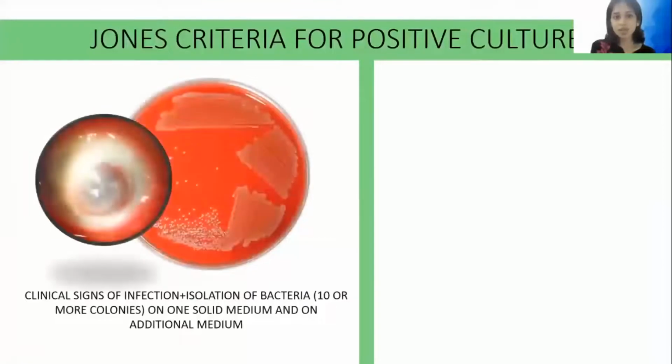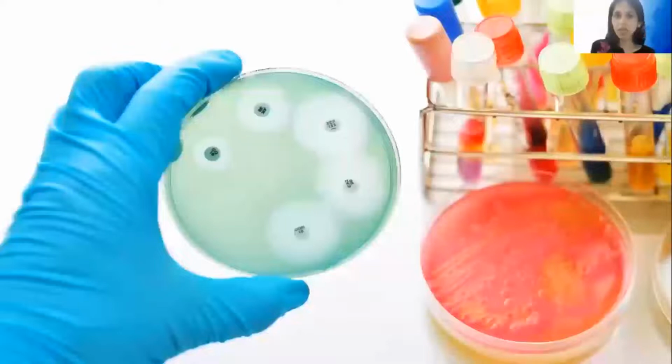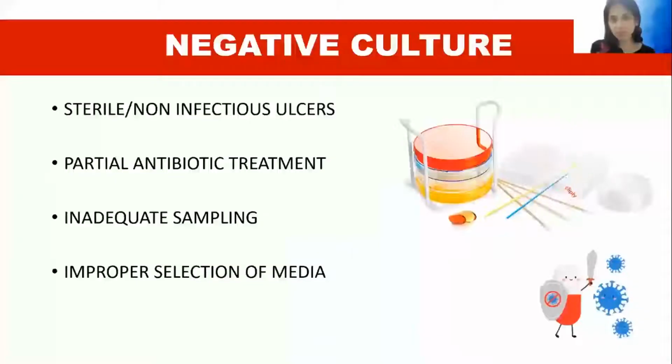There is also a Jones criteria for the same. Clinical signs of infection with isolation of bacteria in one solid medium and one additional medium, or isolation of fungi in any 2 media or one medium in the presence of a positive smear. You send this for antibiotic susceptibility testing. Based on this, you can customize your treatment.